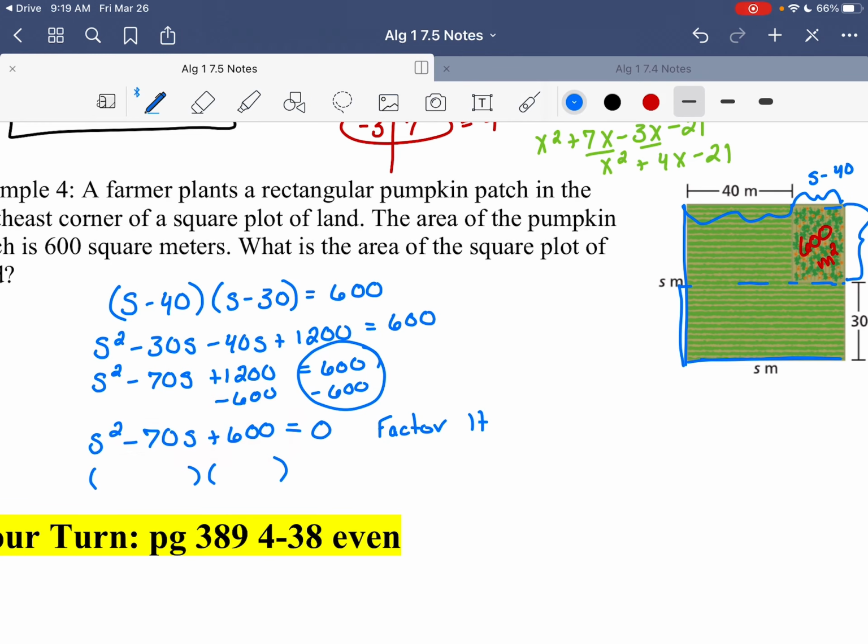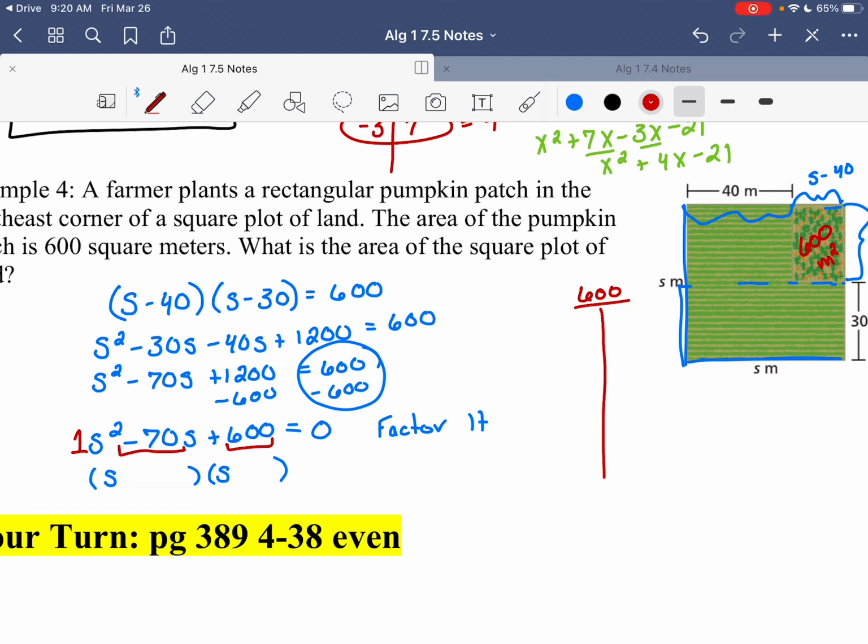This is very similar to our other previous problems, except the numbers are a little bigger. I'm going to have S times S. The leading coefficient is 1. I've only got 1S squared, so we can use our pattern. And now I want to multiply to get 600, and I want to add to get negative 70.